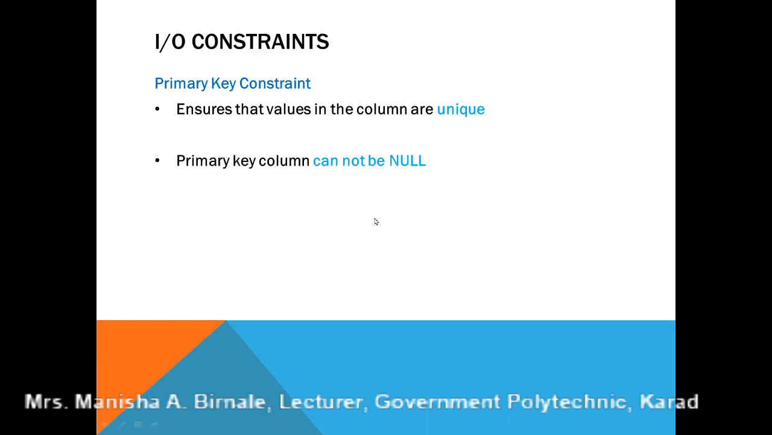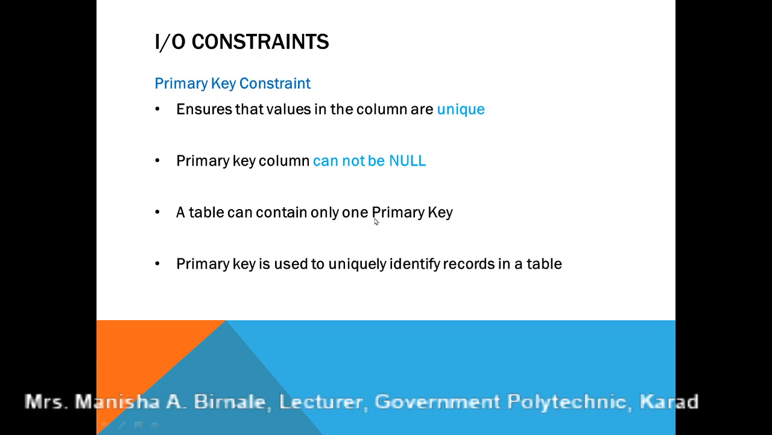Primary key column cannot be null, means you cannot set value null for the primary key column. One table can contain only one primary key. Primary key is used to uniquely identify records in a table.